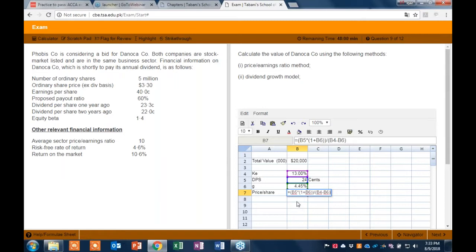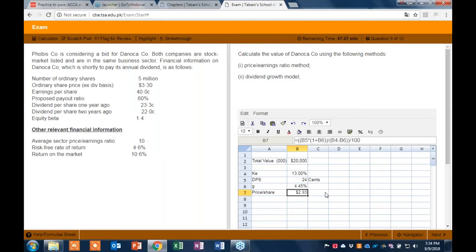It was in cents, so the value will be in cents. This answer will be in cents, and we have to convert it into dollars, so we'll divide it by 100. $2.93.